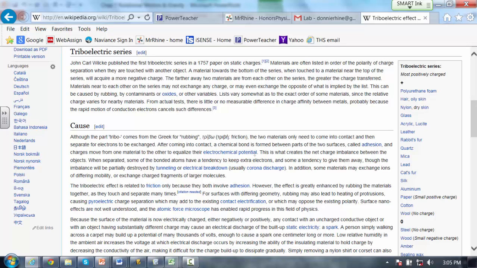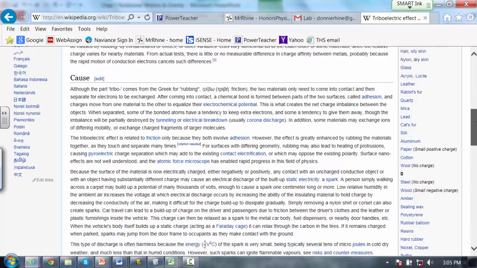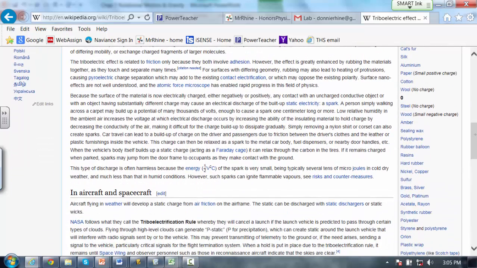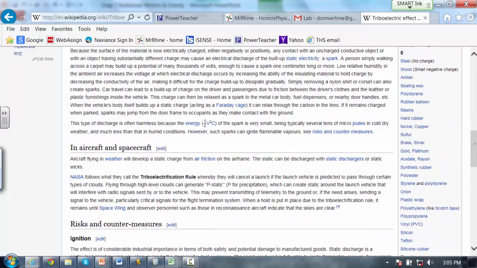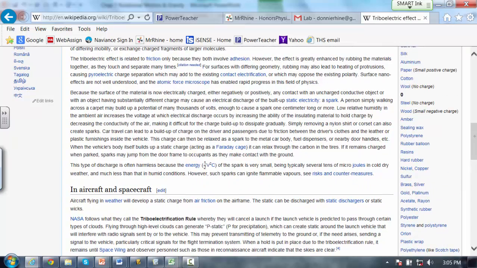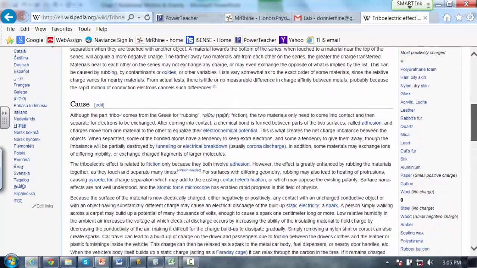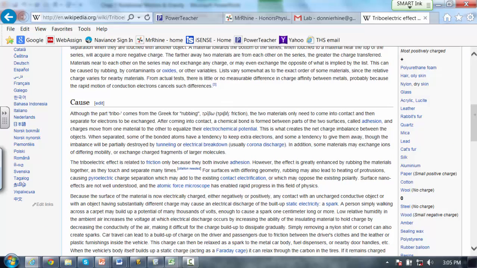So where's rubber? You notice here's fur, leather, glass, nylon, hard rubber, resins, rubber balloon, and on the other side of the scale. So it's down in the middle of the scale. But the things lower on the scale will pull electrons from the things that are higher on the scale. So where's human hair? Oily skin is right up here. So our hair was giving up electrons to the balloon. Our balloon had extra electrons, and my head was left positively charged. So I have excess positive charges.